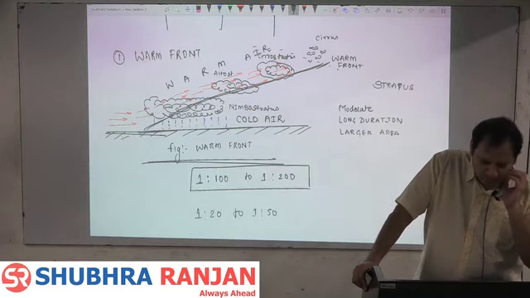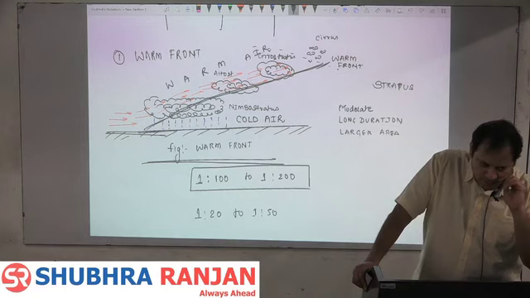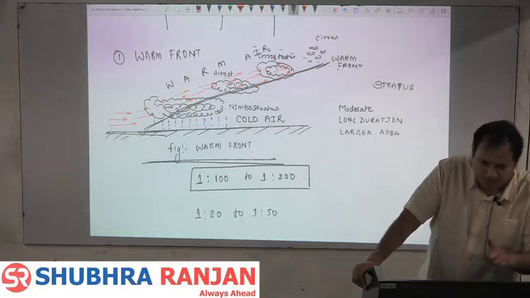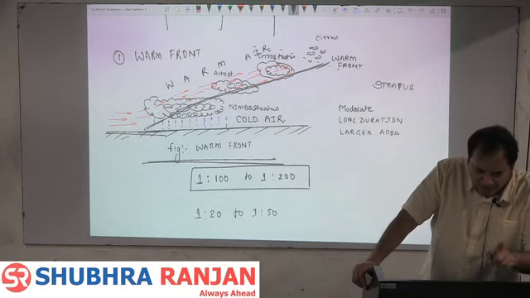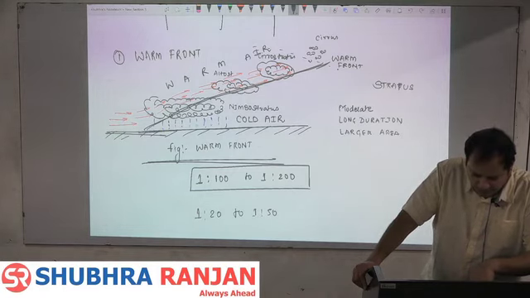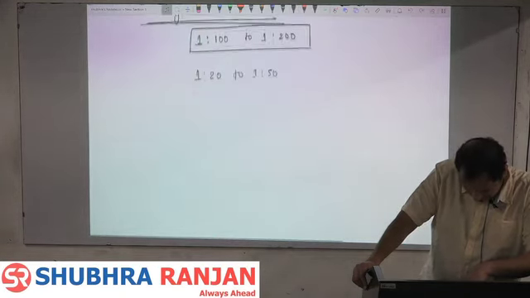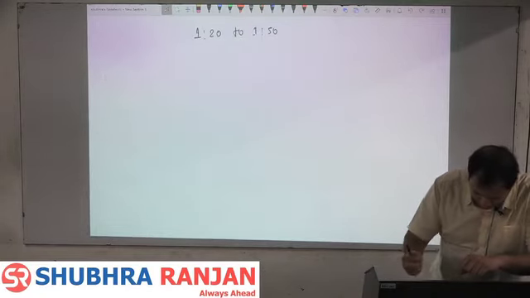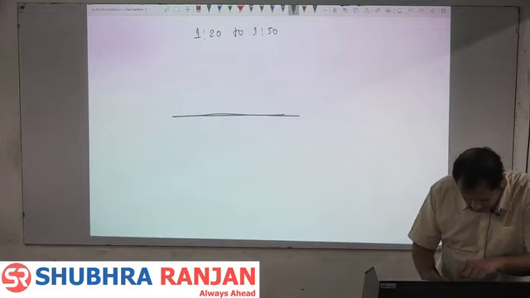Fourth point. These clouds give steady precipitation, which is moderate to gentle, over a relatively larger area, for several hours.